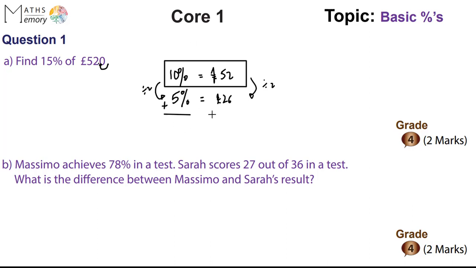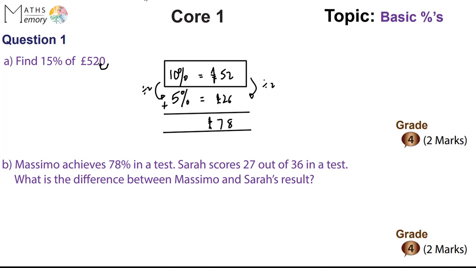Therefore, 52 plus 26, if you do that over here, 2 plus 6 is 8, 5 plus 2 is 7. £78. That would be your answer for this. Okay, so again, look through that. That's quite easy, actually, if you look through it.